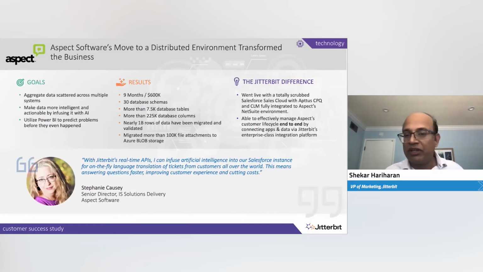So what were the results? Well, they got their whole ROI in less than 9 months. They connected over 7,500 database tables, 225,000 database columns, billions of rows of data. You can see that this is what we talk about, data silos and data complexity, right? And with Jitterbit, they went live, connecting all of this in 9 months. Essentially, they were able to manage the customer lifecycle end to end by connecting all these data aspects together. So the quote at the bottom epitomizes the benefits.